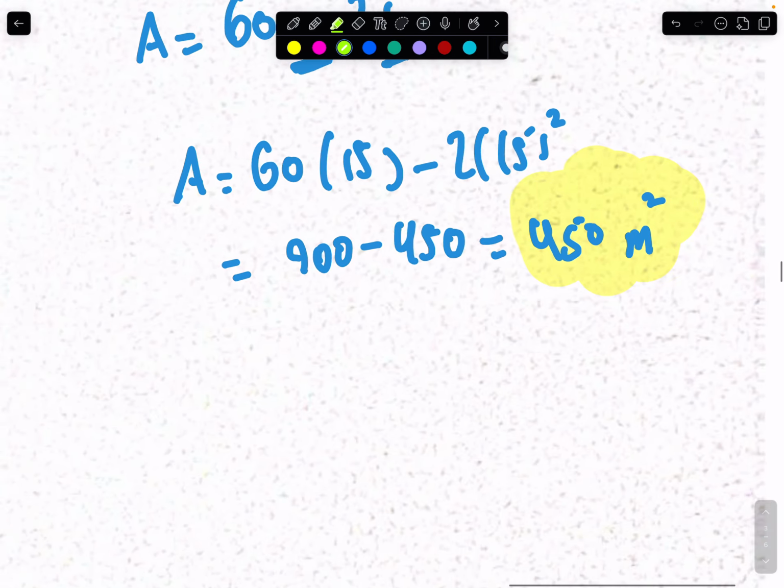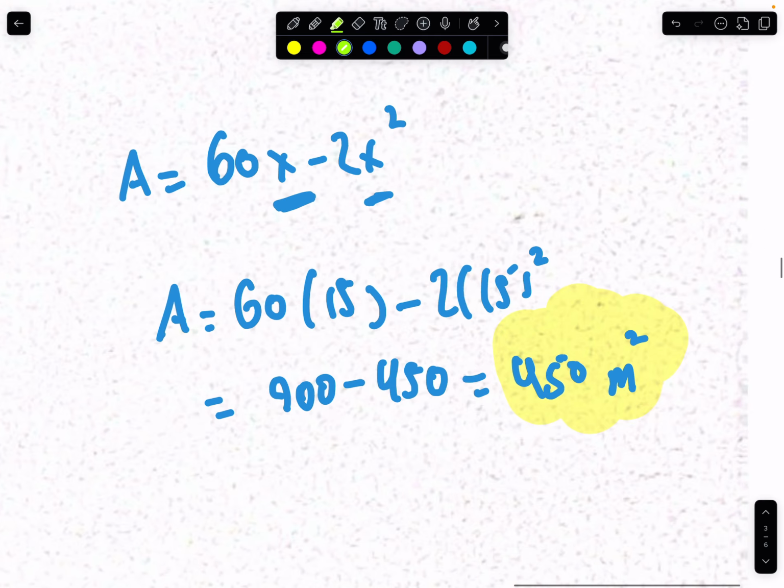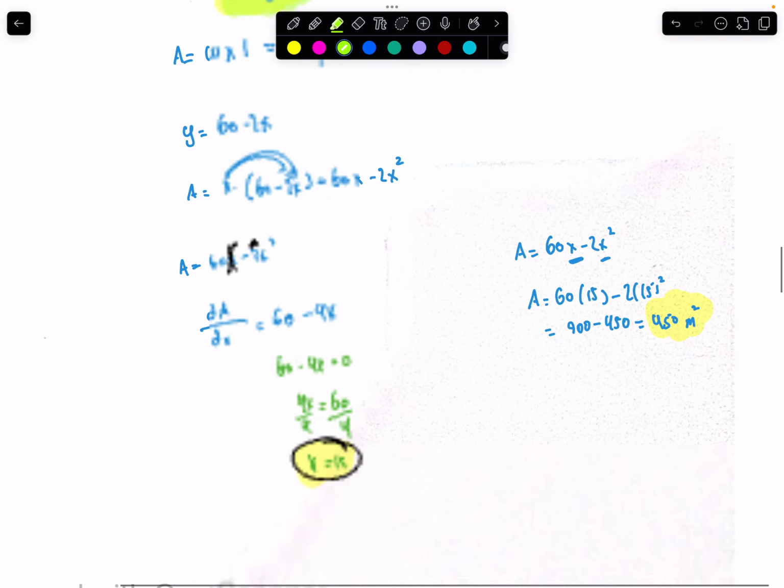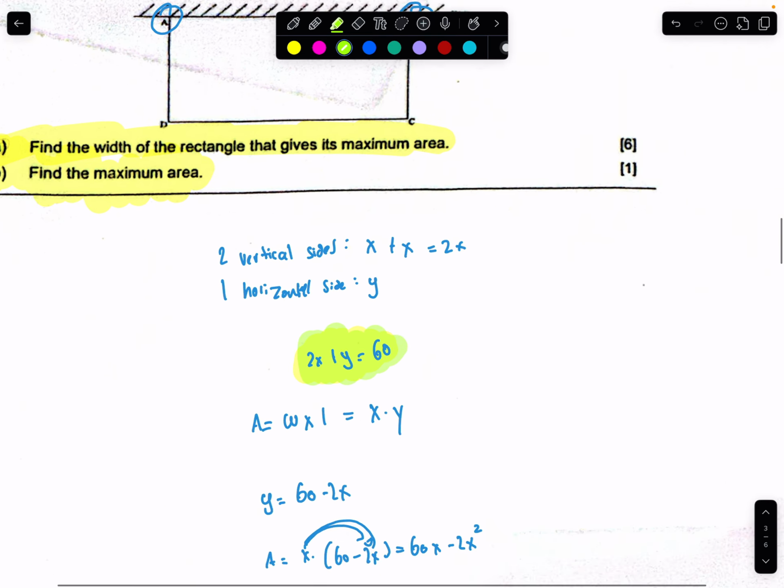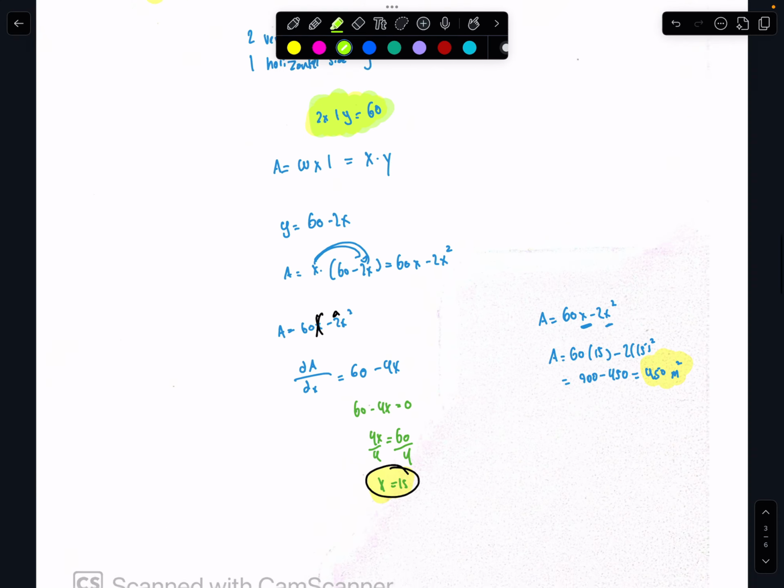And that's how you solve a three-sided fencing optimization problem. It's a question that could pop up in your IB exam, and I hope this is helpful enough. Thank you.